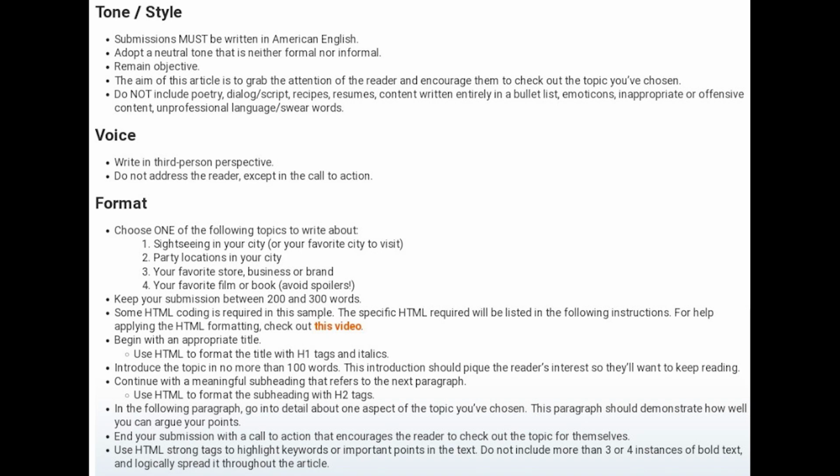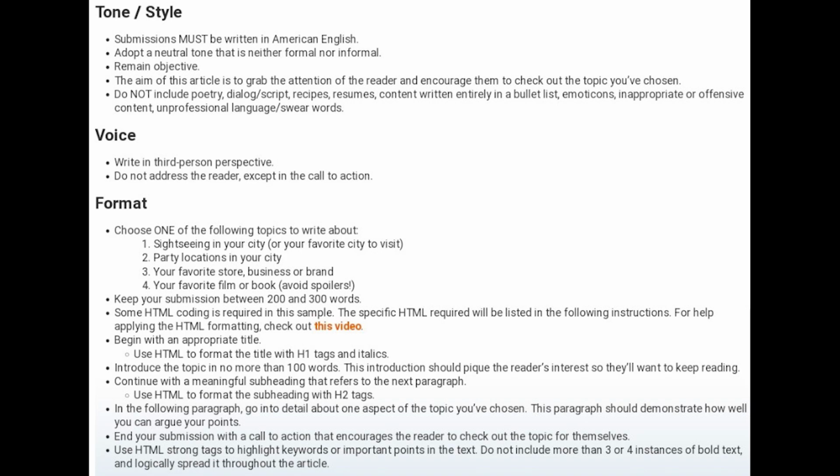The aim of this article is to grab the attention of the reader and encourage them to check out the topic you've chosen. So essentially, you want to write a piece that encourages people to read, and that's the same thing if you're running your own blog post or writing for clients. You want to make sure you're able to grab the attention of the reader and cause them to keep reading the information.